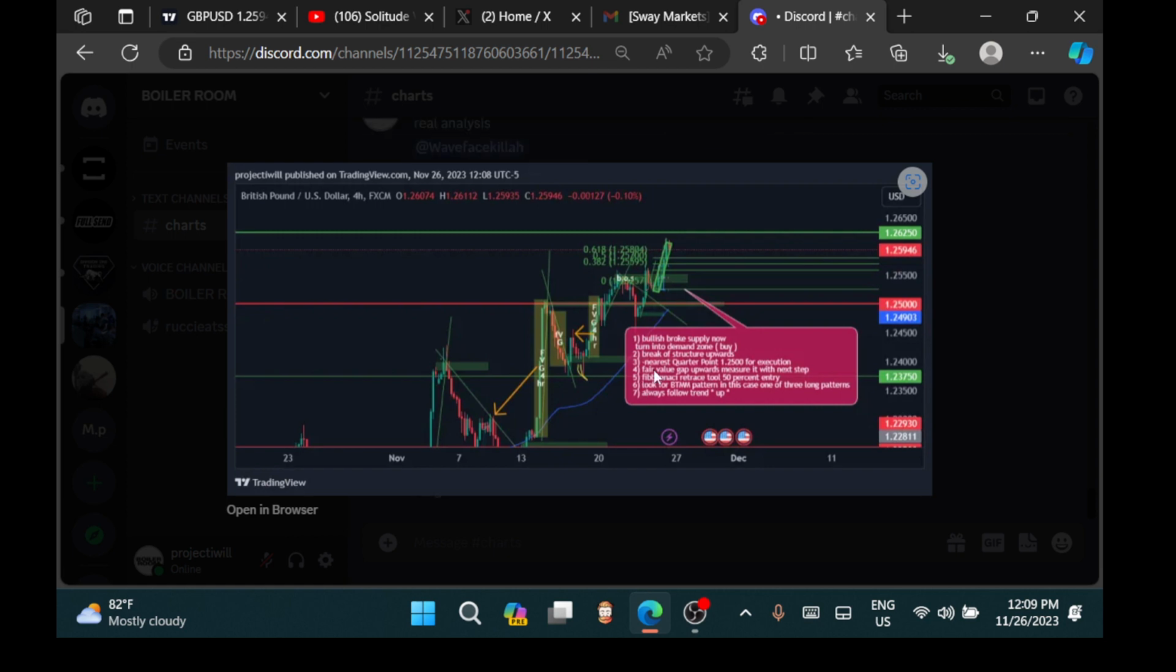4, fair value gap. What fair value gap do you see that's occurring where you could acknowledge what it's doing, which is pretty much breaking the structure from the last high. So this indicates that it's going upwards.